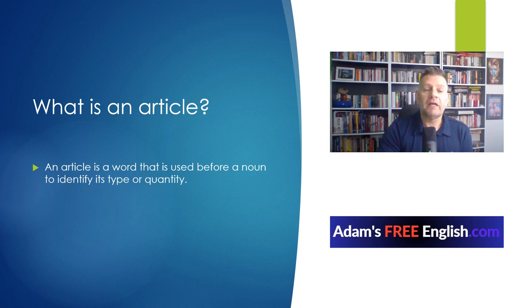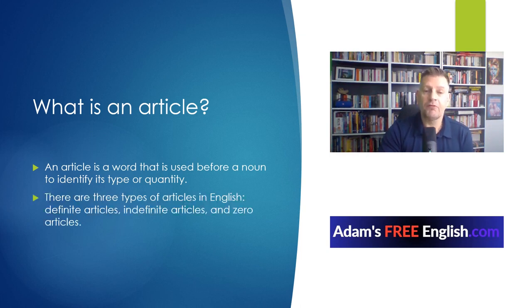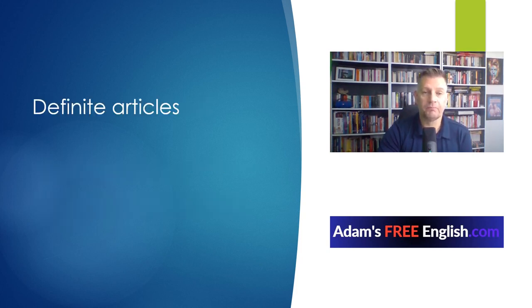So an article is a word that is used before a noun to identify its type or quantity. And there are three types of article in English. We call them definite articles, indefinite articles, and much less used, but it's still there, zero articles.